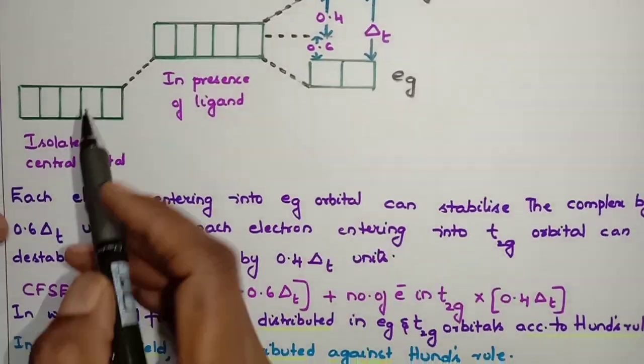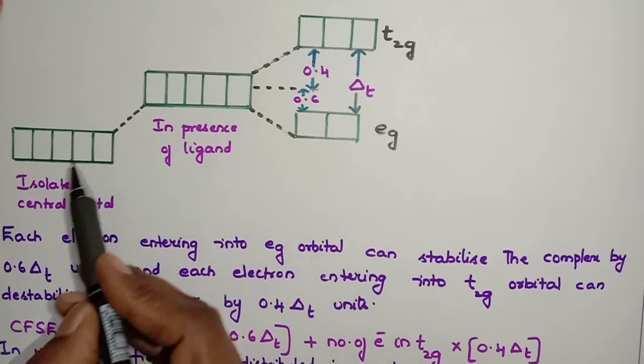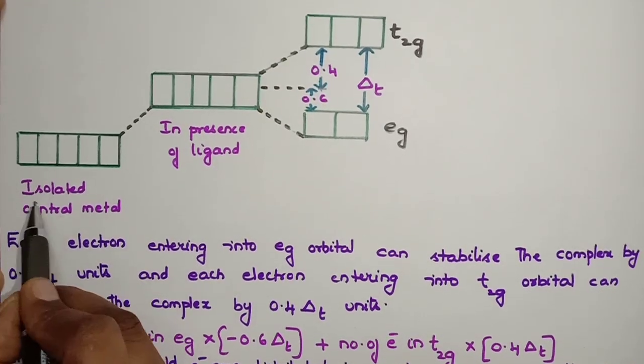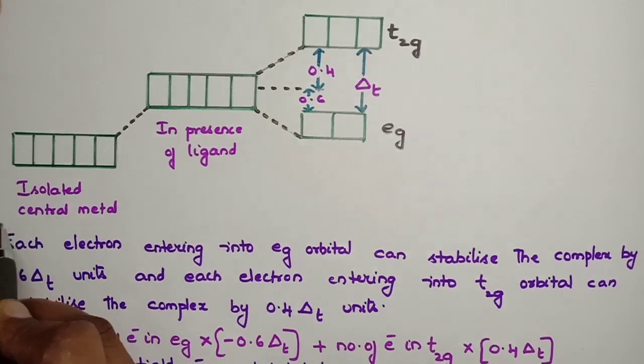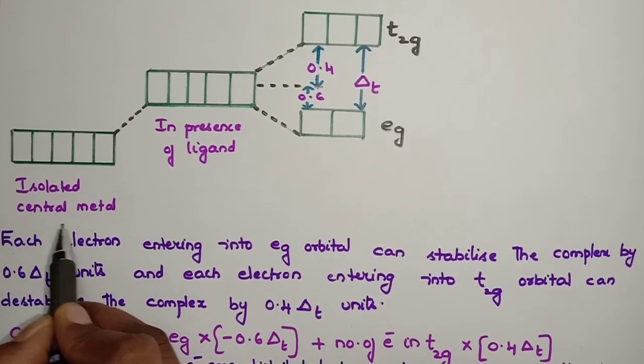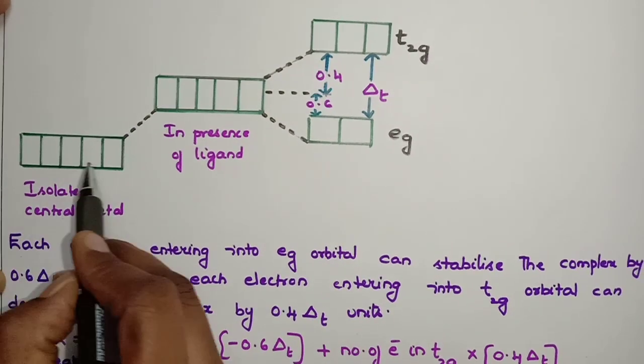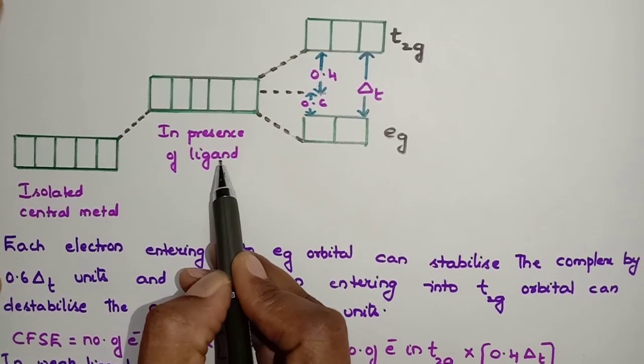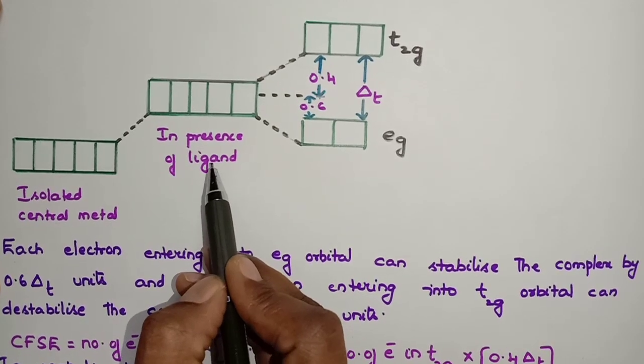So now you can observe this figure students. This is the d orbitals of central metal. I have written here isolated. That means when it is alone, we call it as ground state. Okay, so this is like this. Now next state is in presence of ligand. That means when central metal is surrounded by ligands.